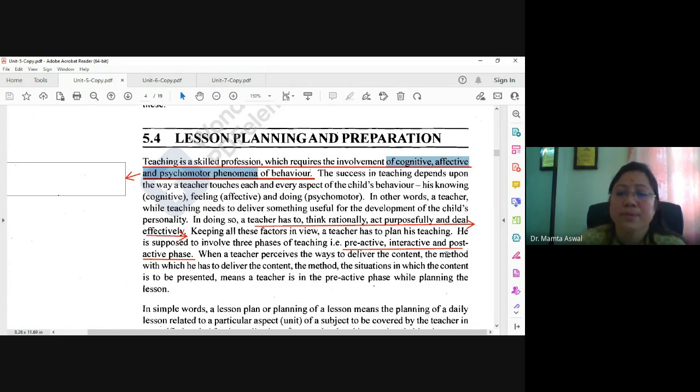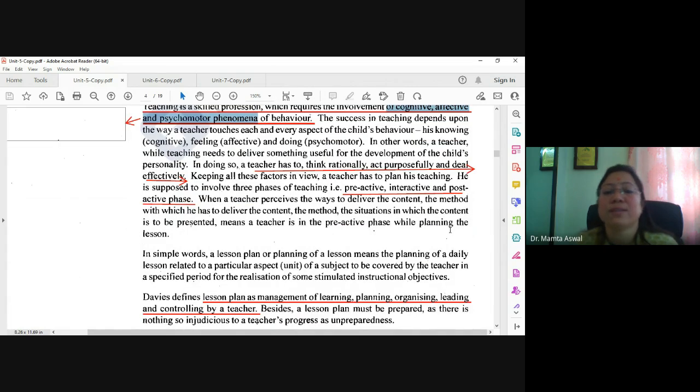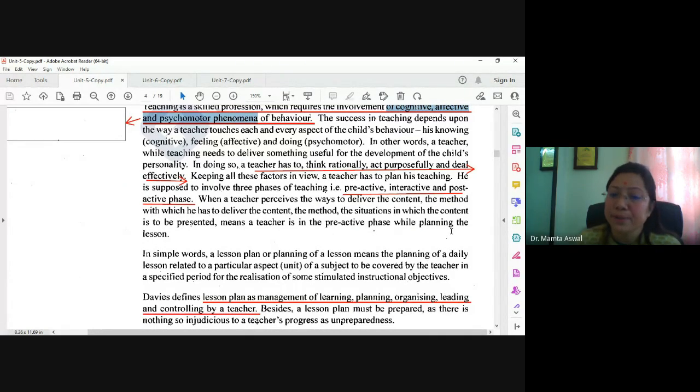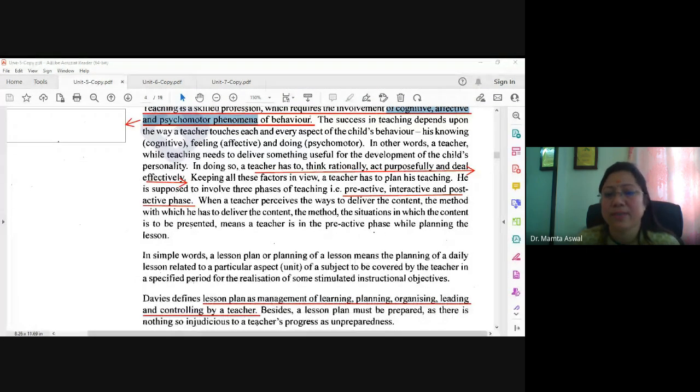Now, you must also know about the phases of teaching. Basically, there are three phases of teaching when the teacher decides to teach. Pre-active phase means the time period before starting the lesson. If you are going to start your lesson tomorrow, then today will be the pre-active phase. You will be preparing your lesson for tomorrow, whatever you're going to teach inside the classroom.